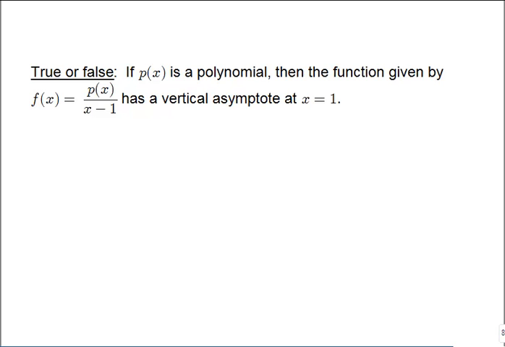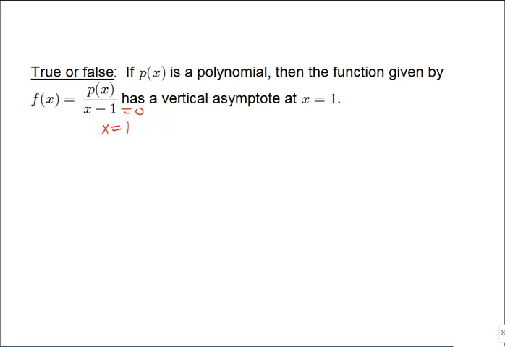Okay, our last question, true or false? If p of x is a polynomial, then the function given by f of x equals p of x over x minus 1 has a vertical asymptote at x equals 1. So think about that for a moment. Is this function going to have a vertical asymptote at x equals 1 because we have that x minus 1 factor in our denominator? Well, normally you might think yes, because you have asymptotes typically when your denominator is 0, which does happen at x equals 1 here. But what's the one exception to that rule?